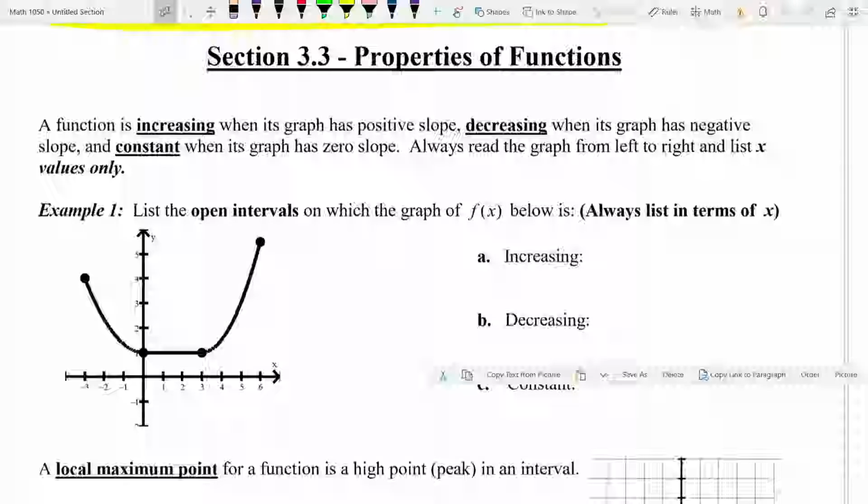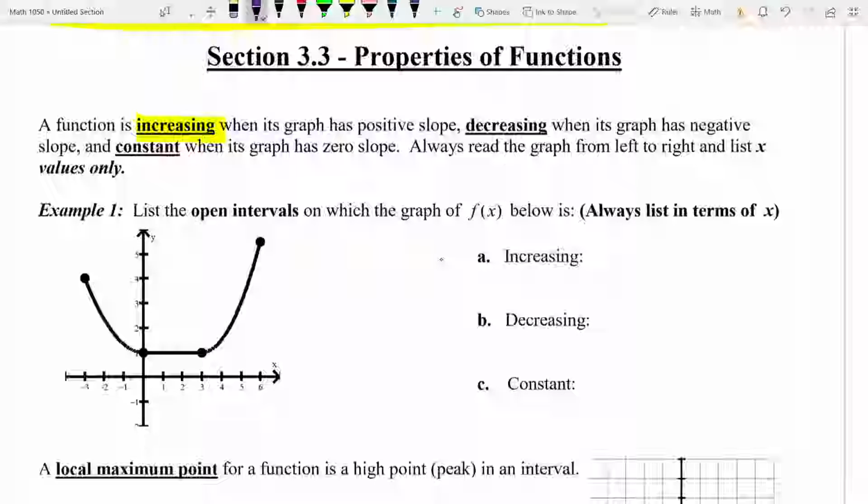Okay, this is lesson 3.3, properties of functions. So I want to talk about increasing. Something's increasing if it looks like this. You start at the left, and as you travel to the right, the graph goes up. That's increasing. Decreasing is if you start on the left and the graph goes down.